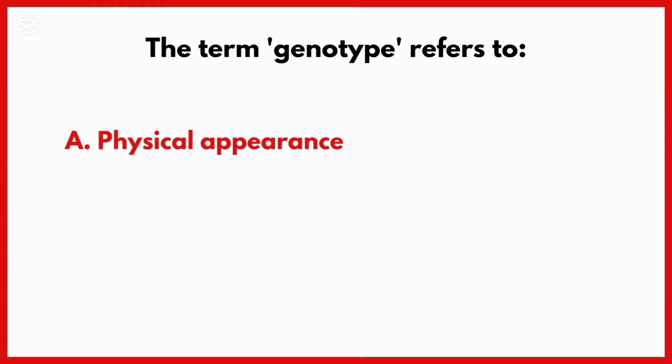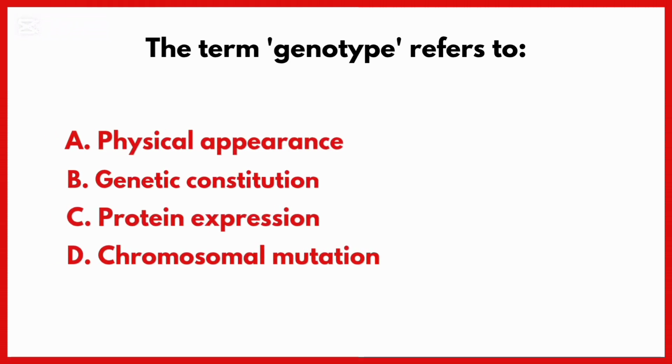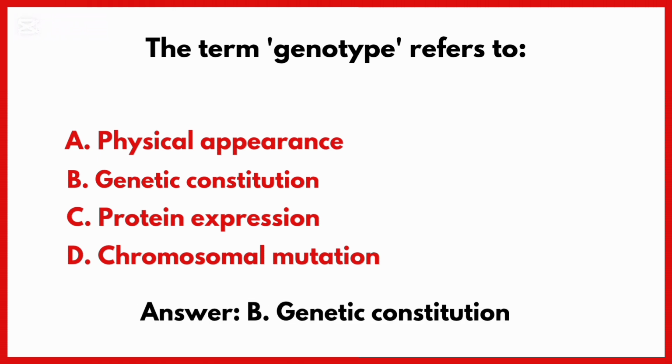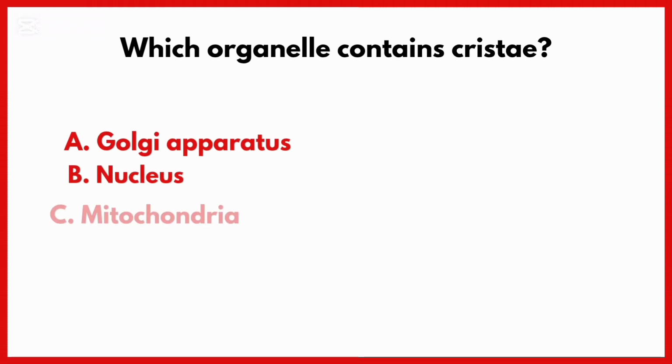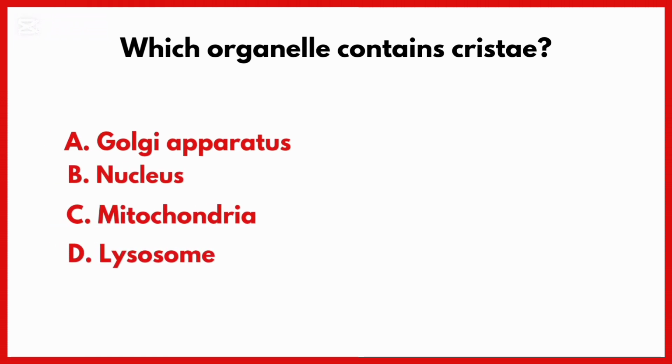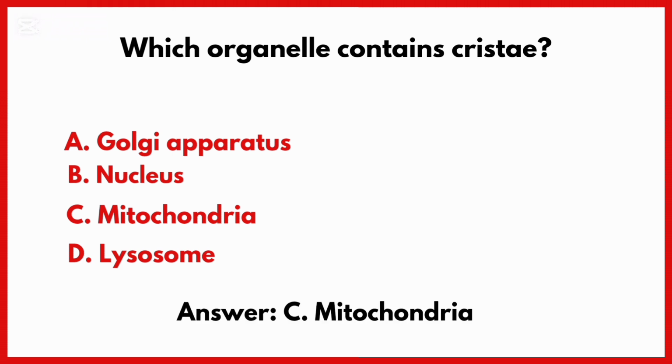The term genotype refers to. Correct answer is option B, genetic constitution. Which organelle contains cristae? Correct answer is option C, mitochondria.